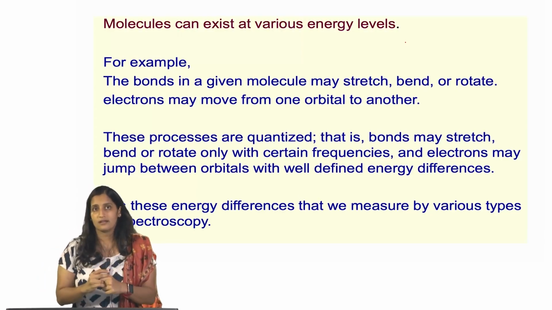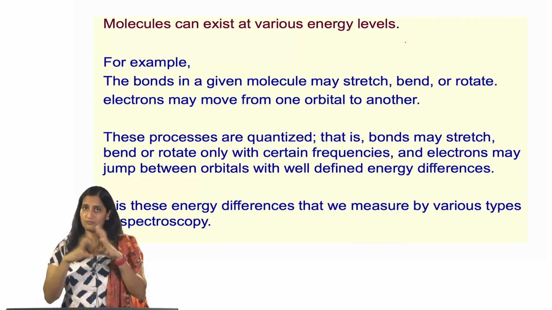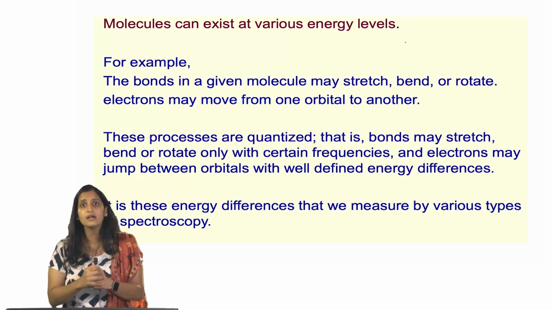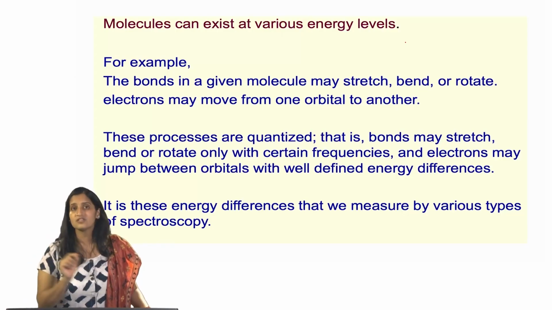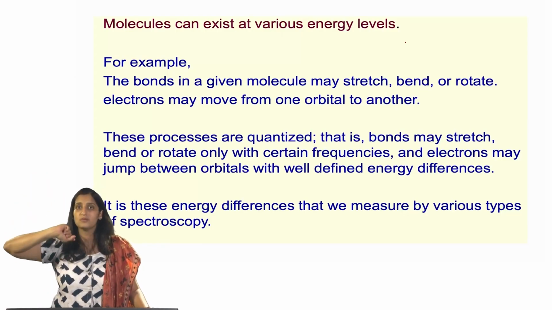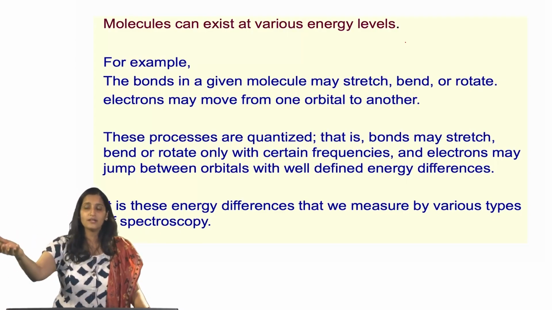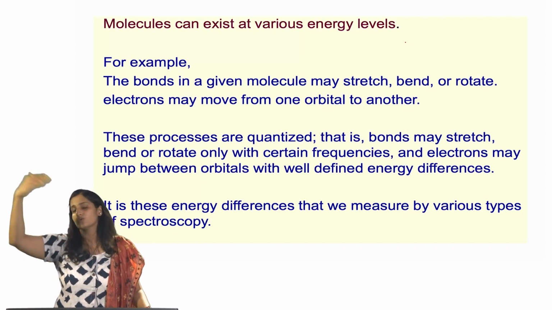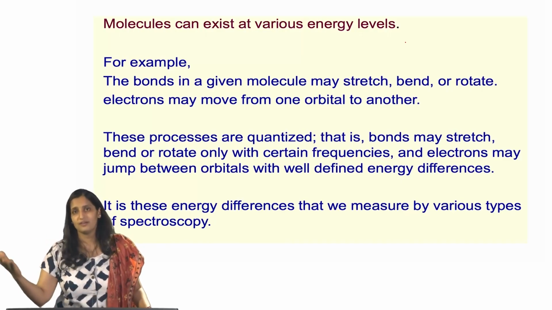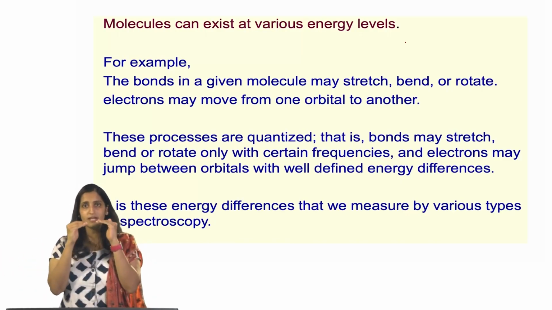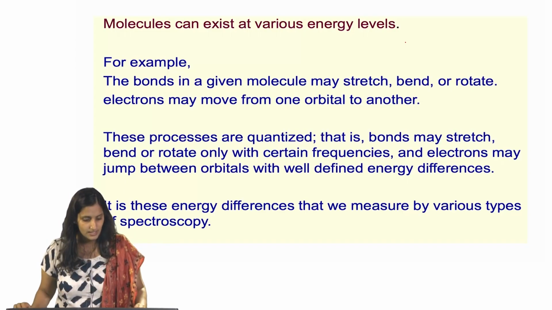But that is not the only thing. These processes are quantized, meaning that the bonds will stretch, they will bend, they will rotate, but they will only do that at certain frequencies. And so, electrons also, when they are jumping, we know that these are quantized transitions, meaning let us say you are starting from step 1, all the electrons are at step 1, they can either go to step 3 or step 5, but may not go to step 3.5. It is a very quantized transition. It is a measured transition. They can go from one state to another state.